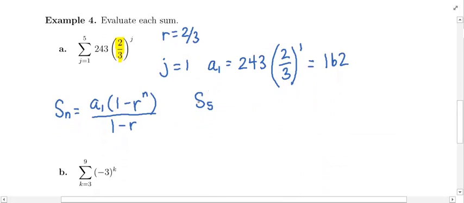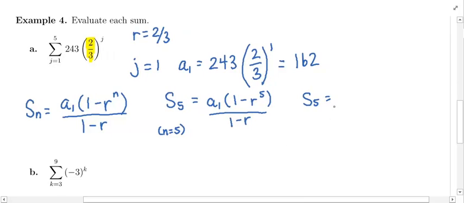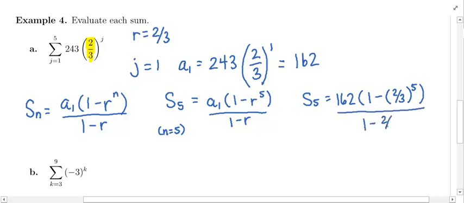So we are computing the fifth partial sum, which tells us that n has to be 5 here. If we plug that in, we get that S5 is equal to A1 times 1 minus r to the fifth power all over 1 minus r. Plugging in all the information, we know that A1 is 162. We multiply that by 1 minus the r value, which is 2/3, to the fifth power. The power is on the r value. The denominator is going to be 1 minus the r value.